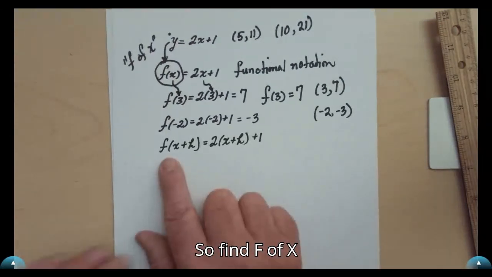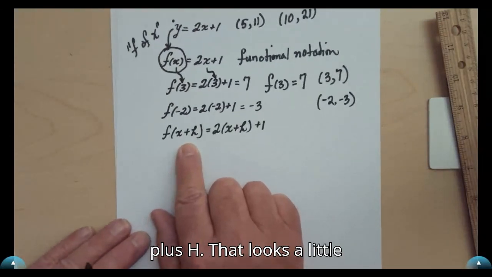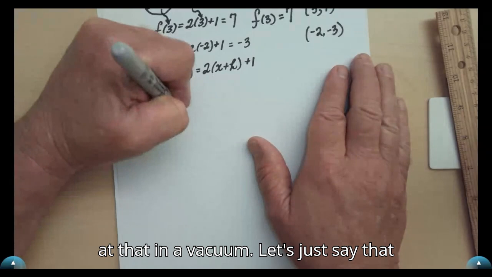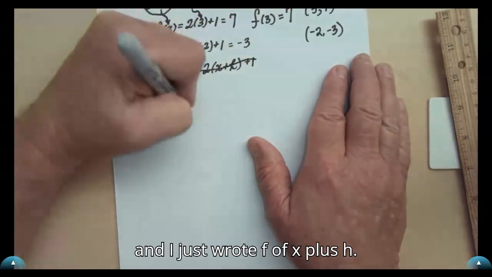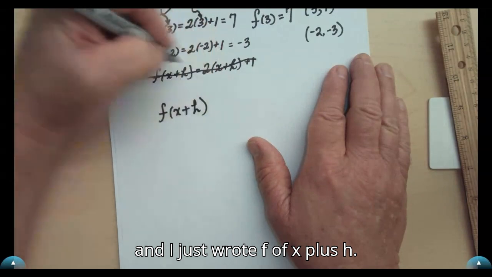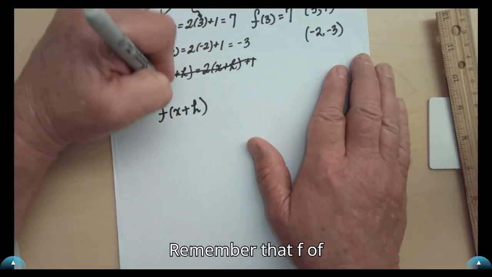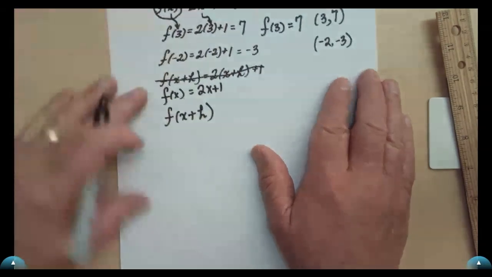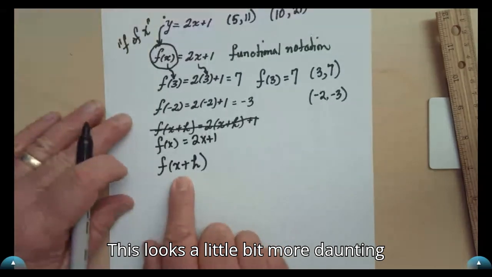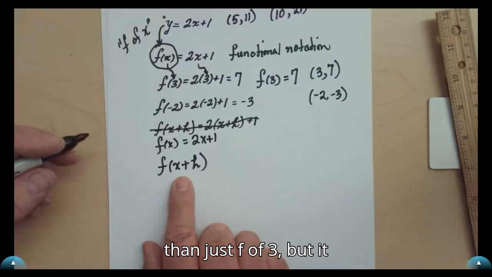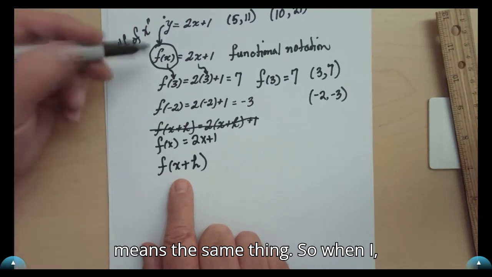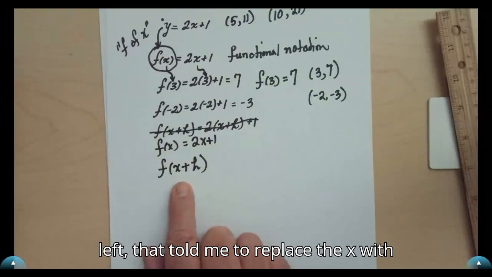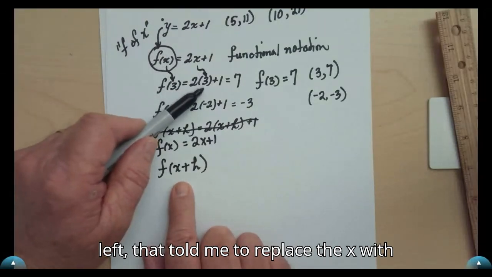So find f of x plus h. That looks a little trickier, right? In fact, let's just look at that in a vacuum. Let's just say that I didn't show you what I did over here, and I just wrote f of x plus h. Remember that f of x is equal to 2x plus 1. This looks a little bit more daunting than just f of 3, but it means the same thing. So when you look back up here, when in f of x I replaced that x with 3 on the left, that told me to replace the x with 3 on the right.